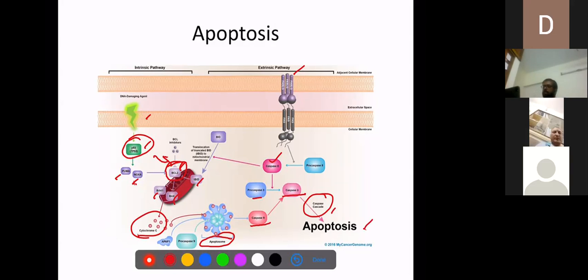Just remember, these are all the pro-apoptotic genes and anti-apoptotic genes. This intrinsic pathway is mediated by the P53 gene, and there is an extrinsic pathway in which the signal comes directly, and there is a conversion of procaspase 8 to caspase 8, and following that the caspase cascade occurs.